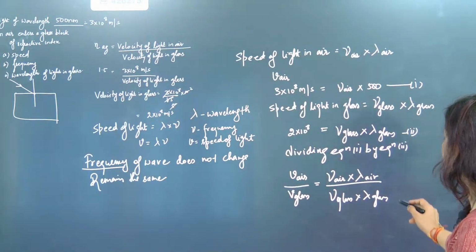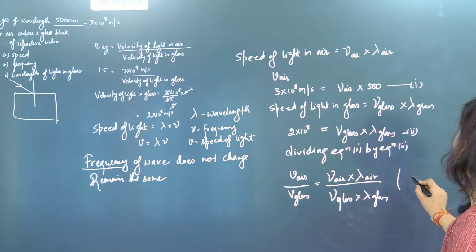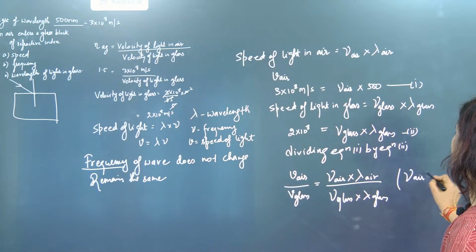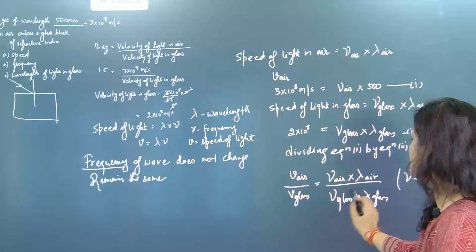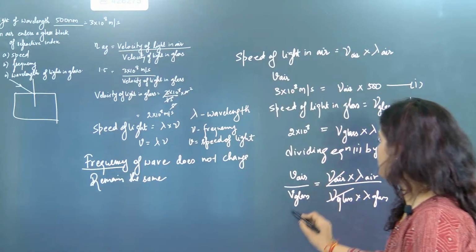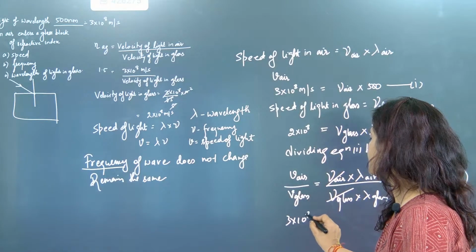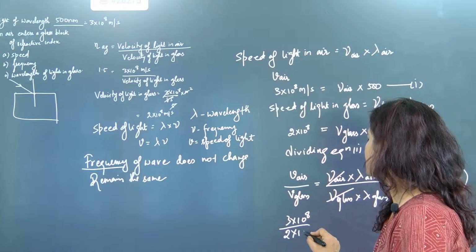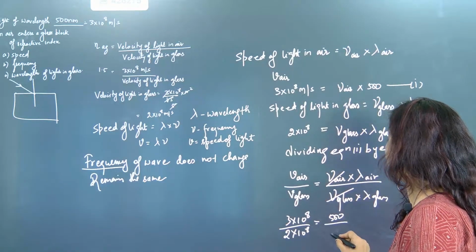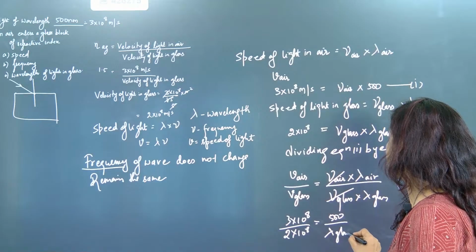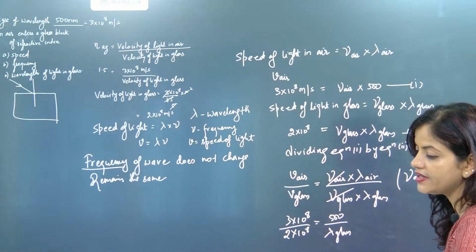Now we know that frequency does not change. So frequency of light in air will be equal to frequency of light in glass because it is not changing at all. So this will get cancelled. Now we will substitute the formula: 3 into 10 to the power 8 by 2 into 10 to the power 8 is equal to, here it is given 500 nanometer. Now we have to find the wavelength of light in glass.